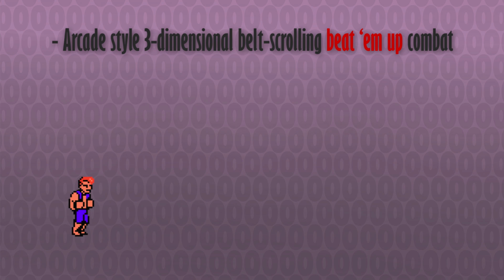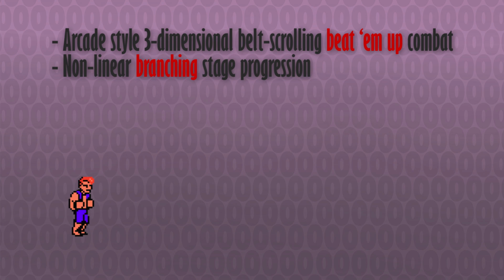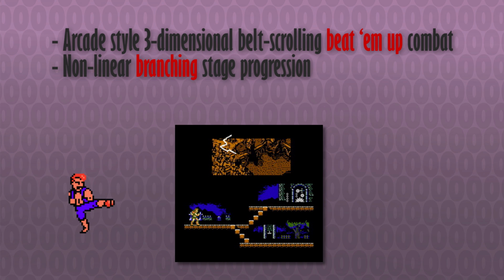For our second pillar, let's say that we want non-linear branching stage progression. Not a complicated pillar, but an important one. The game should allow the player to finish most, if not all, stages in a way that allows them to progress to a different stage depending on how they completed one previous. It defines our level design in a very specific way, which will help to zero in on the way that we plan our progression. The pillar should also be one of the main contributing factors to replayability.